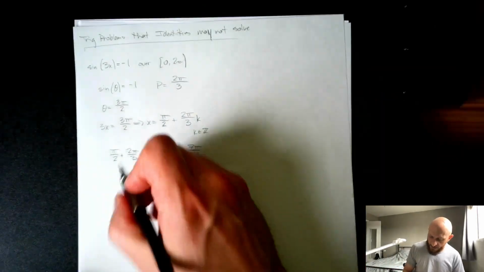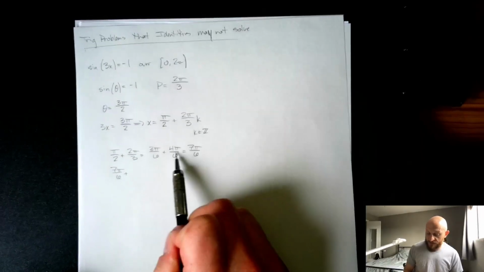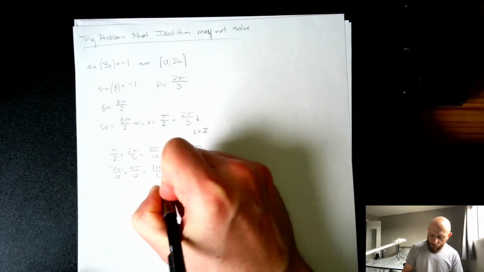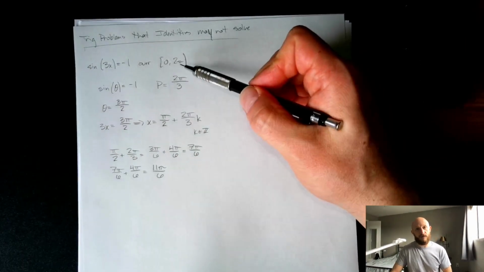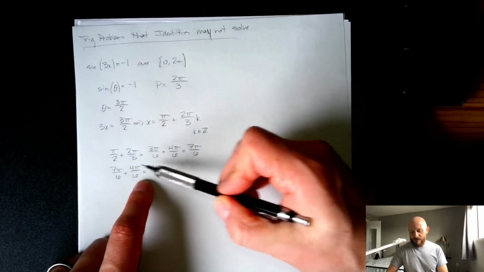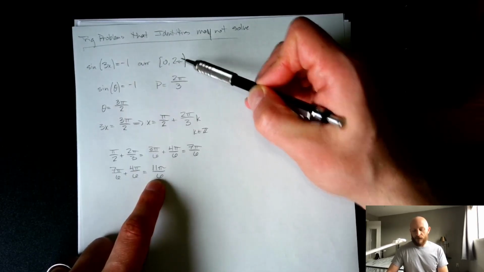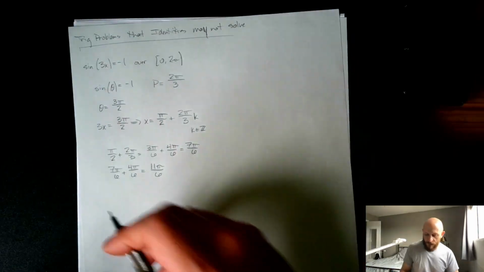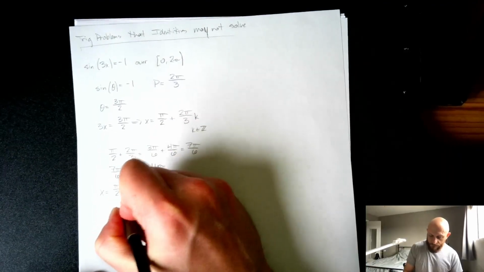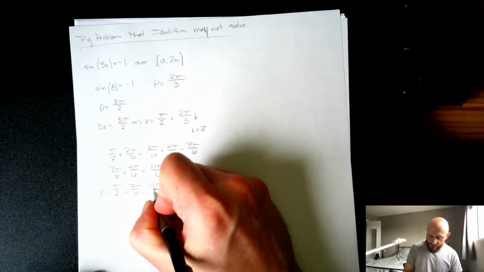And then just keep adding 2 pi over 3. So 7 pi over 6 plus 2 pi over 3, which is the same as 4 pi over 6, gives 11 pi over 6. Another solution, which is in our interval. And if you were to add another period, 2 pi over 3, you end up at 15 pi over 6, which is definitely greater than 2 pi. So this is the last solution in our interval. And those are all of the solutions. So we have the solutions x equals pi over 2, 7 pi over 6, 11 pi over 6.